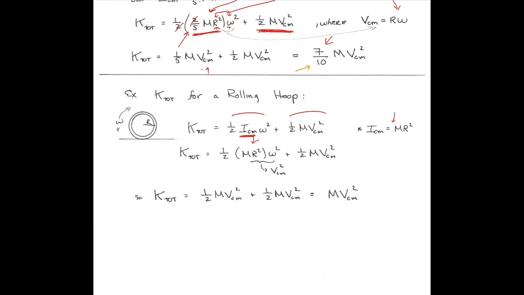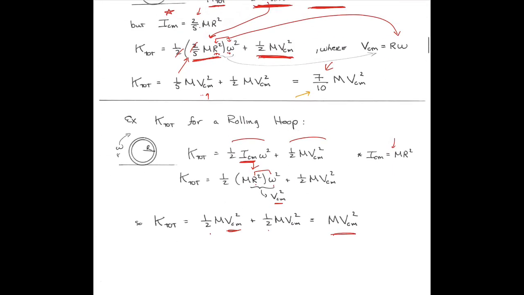And we're doing this so often in this chapter because we want to compare that term with that term. The way to do that is you say R omega is V center of mass, so R squared omega squared is V center of mass squared. I have a half plus a half, and that gives me a 1. So for a rolling hoop or a rolling ring, the total kinetic energy is m v center of mass squared.